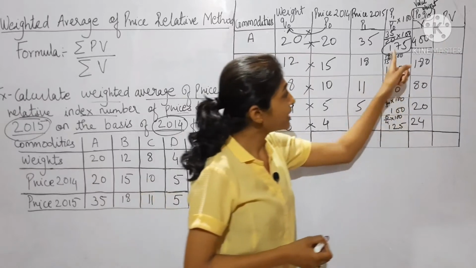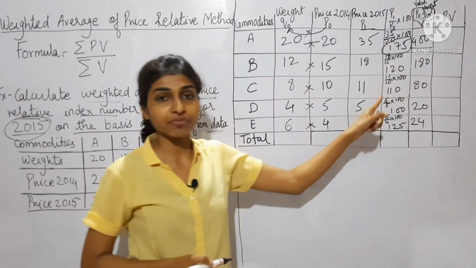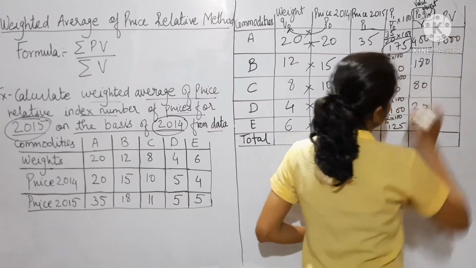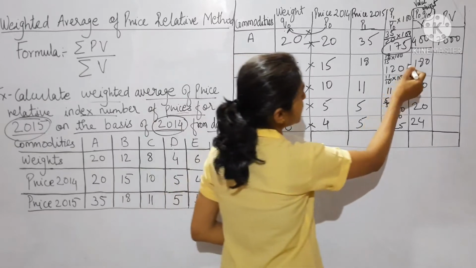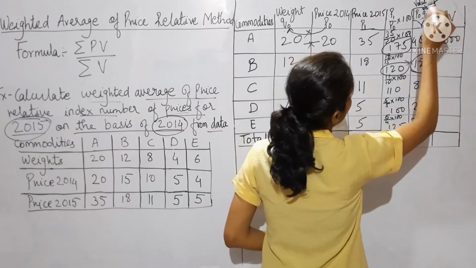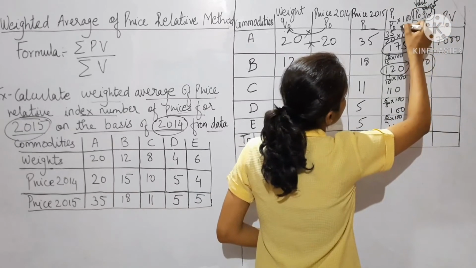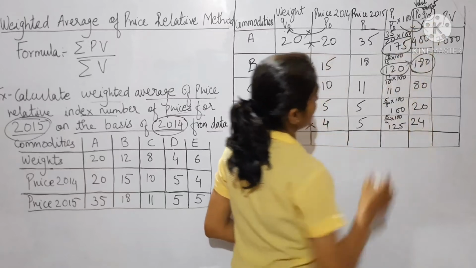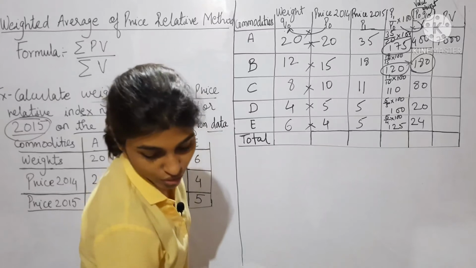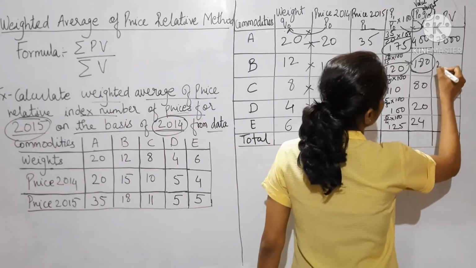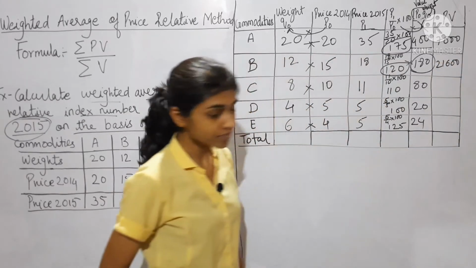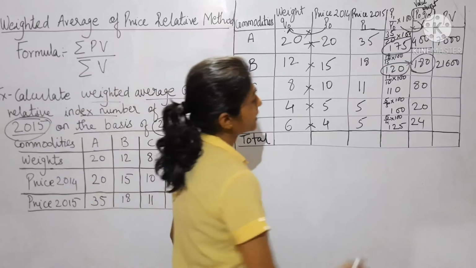Okay, so once you multiply 175 by 400, you are going to get 7,000. Okay, next 120 multiply by 180. Okay, so PV you are going to get by multiplying this column by this column. Okay, so 120 multiply by 180. So you are going to get 21,600.